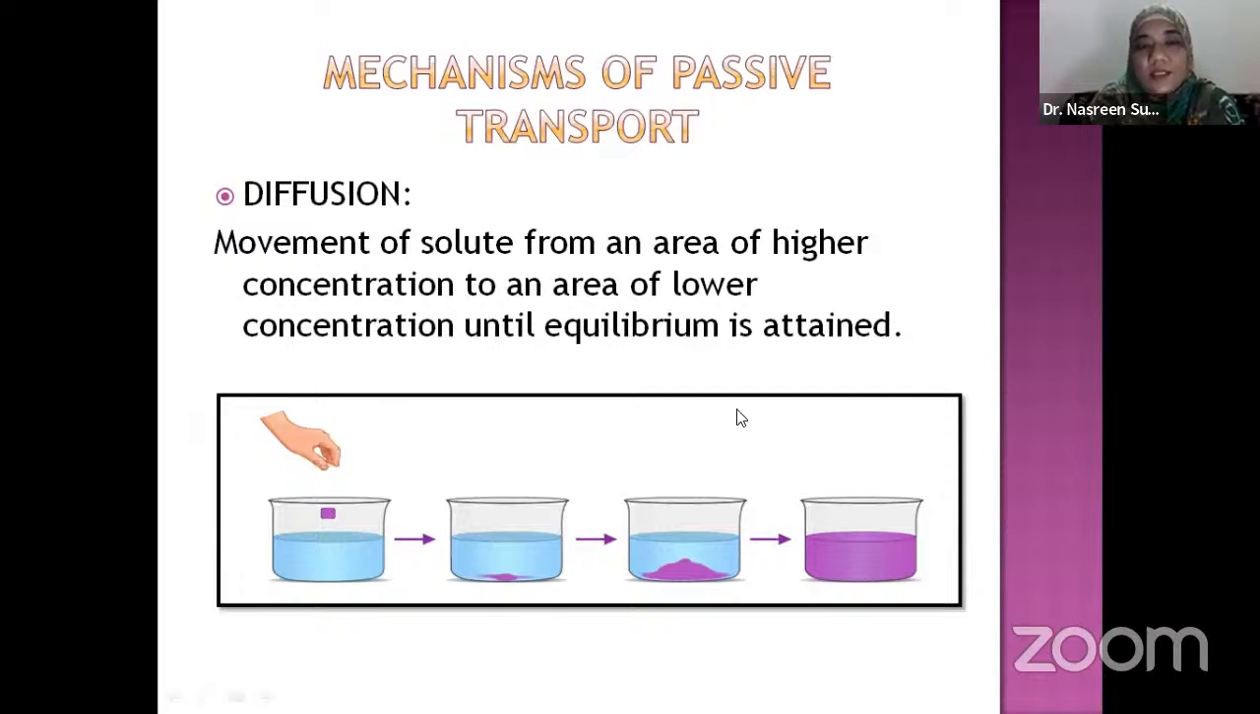So here you can see movement of solute from an area of higher concentration to an area of lower concentration until equilibrium is attained. So when will it stop? When there is equilibrium, when it is distributed uniformly. So here, you have added the color. You can see it has settled down here. Here is high concentration and here it is low concentration. So it is moving from high concentration to low concentration and finally equilibrium is attained.